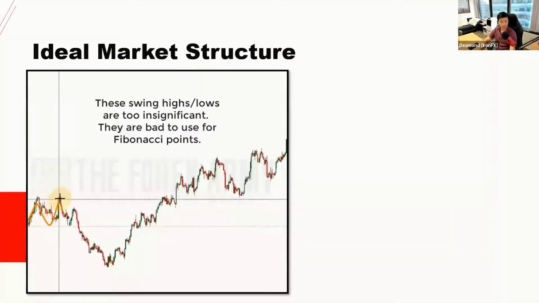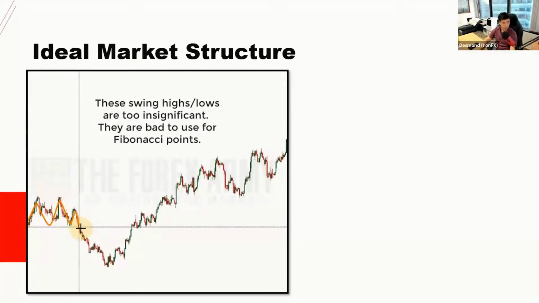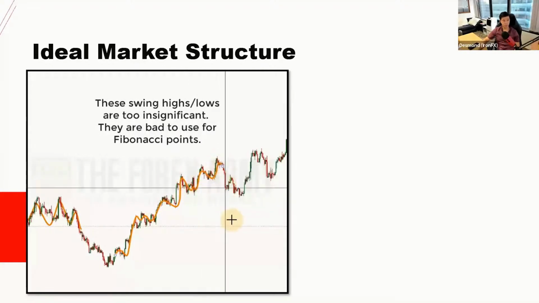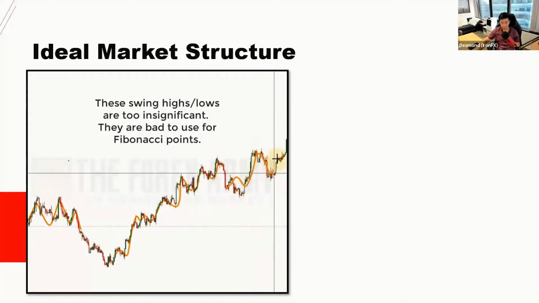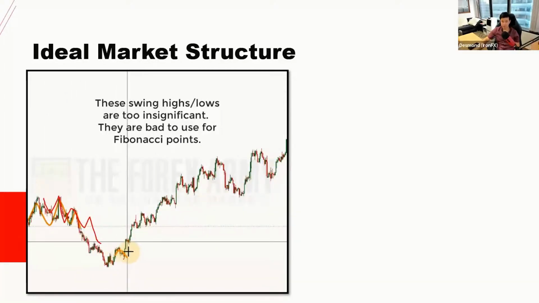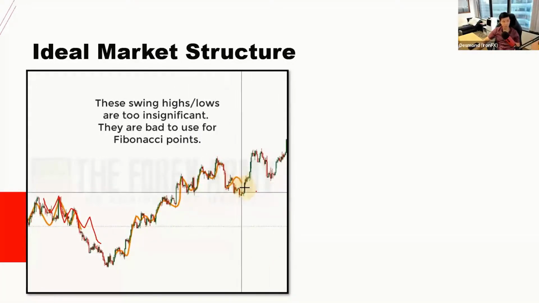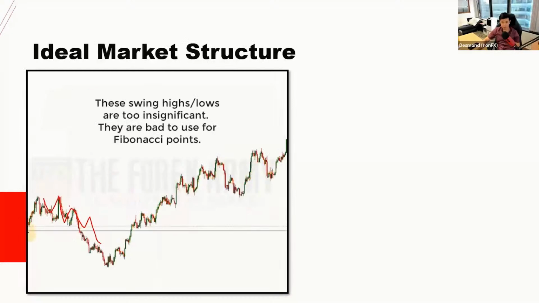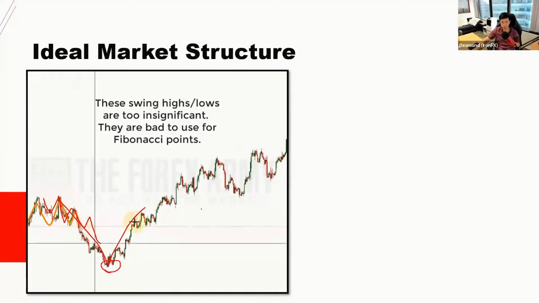Let's first touch on ideal market structure. When you're trading Fibonacci, one of the things that you want to do is look for ideal market structure. You don't want a market that is too messy. You want to look for markets where there are very clear movements. You want to look for the big movements. You don't want to look for the small movements like this.